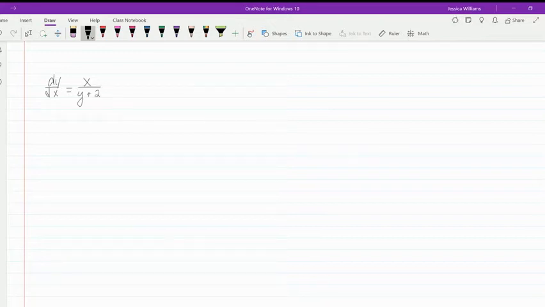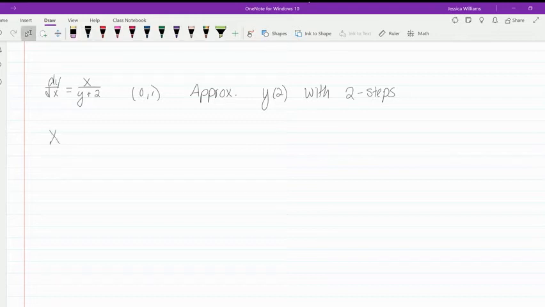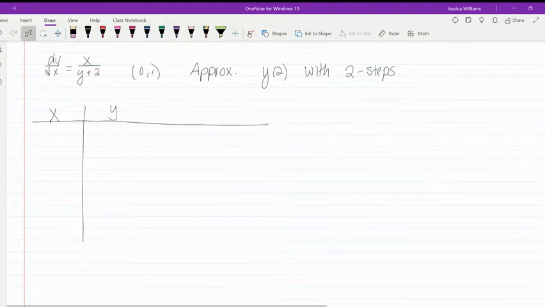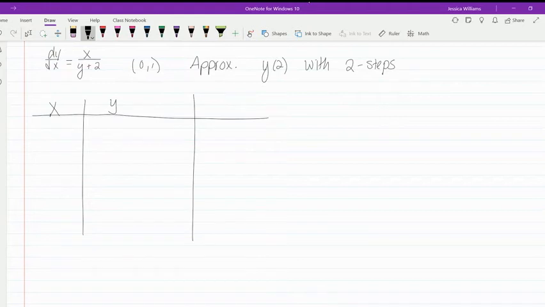We're going to start at (0, 1), and I would like to approximate y of 2 with 2 steps. In our class, if you look other places, you're not going to see this, so pay attention. We're going to use a table because it helps us organize. Our table is going to have 3 columns: x values, y values, and change in y values. So let's think about what we can fill in already.